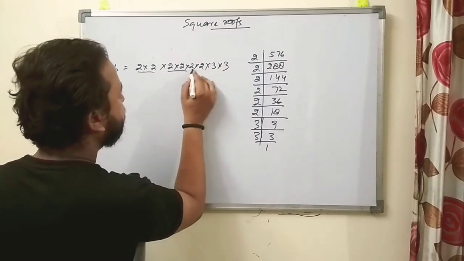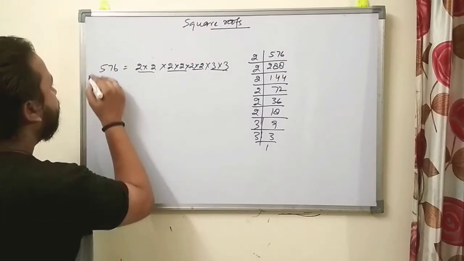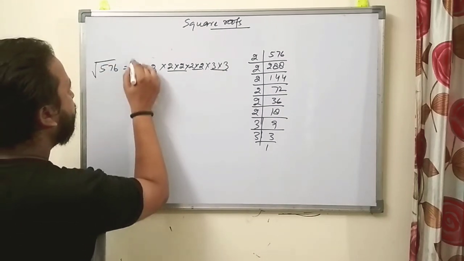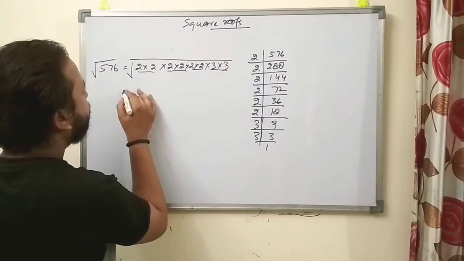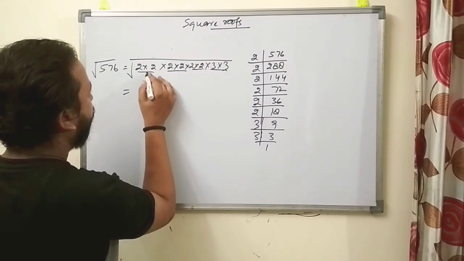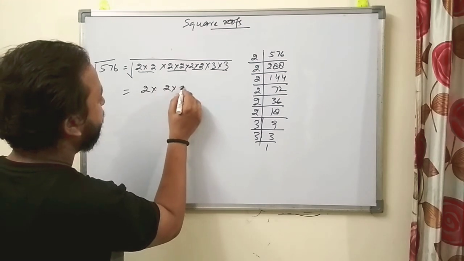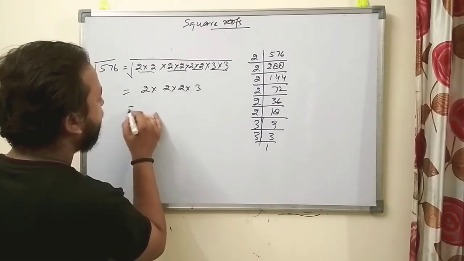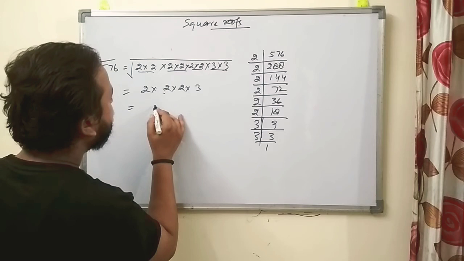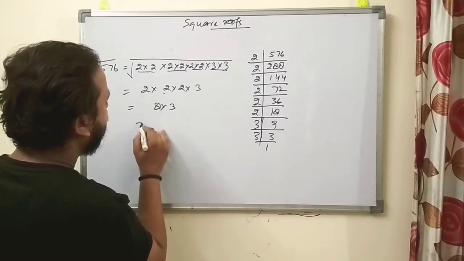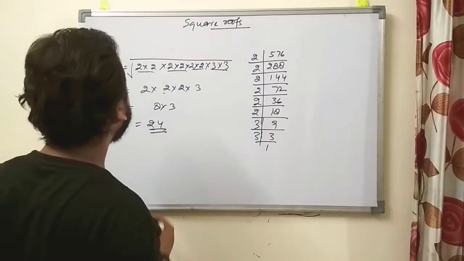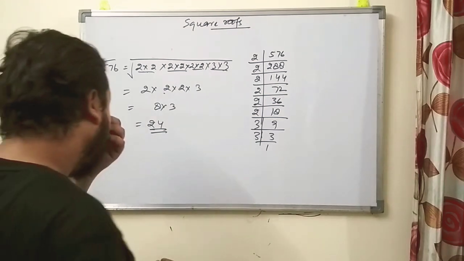So there are pairs, right? If we take the square root, from one pair only one number comes out. So 2 multiplied by 2 multiplied by 2 multiplied by 3 equals 2 times 2 is 4, 4 times 2 is 8, 8 times 3 is 24. So 24 is the square root of 576.